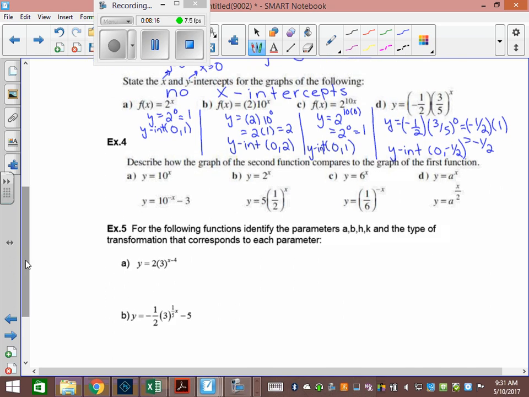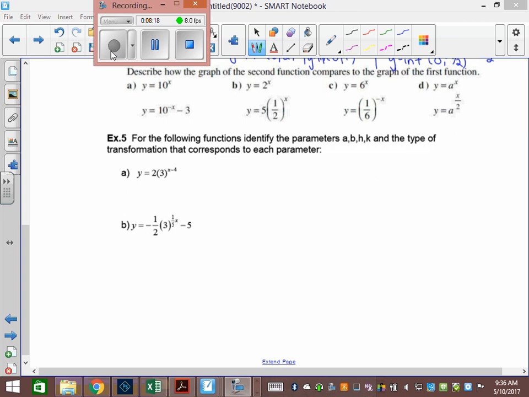Describe these. Okay, A, we have a reflection in the y-axis and a vertical translation 3 down. B, we'd have to change it to be 5 times 2 to the negative x, because you can't compare them unless they have the same base. This one's a vertical stretch by a factor of 5 about the x-axis and a reflection in the y-axis.